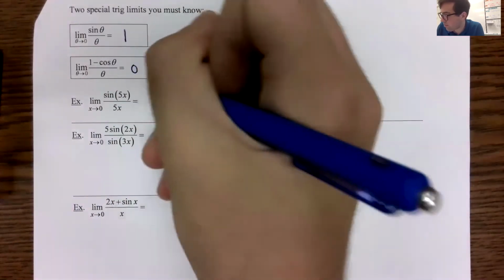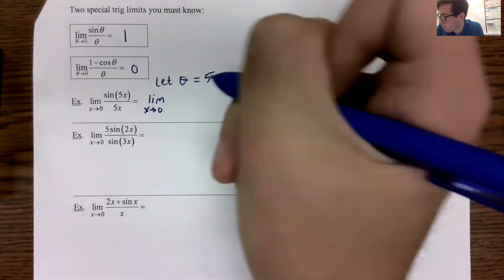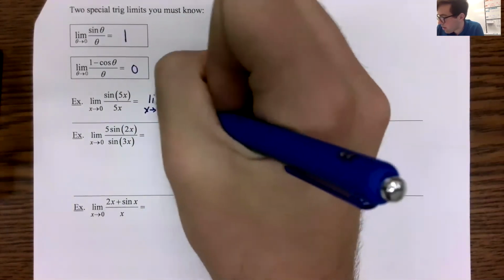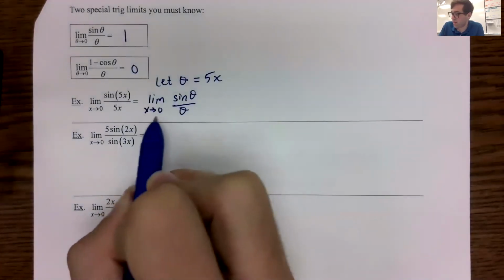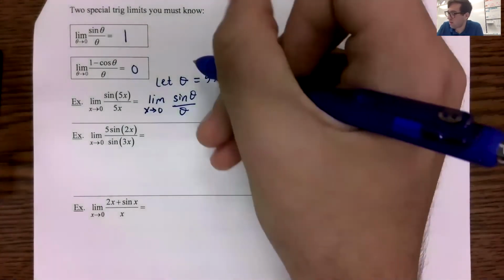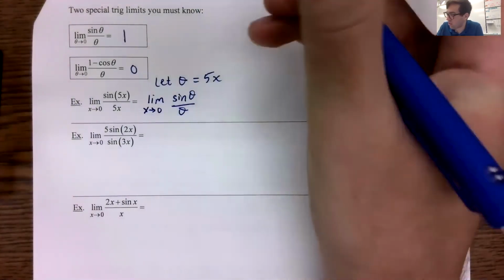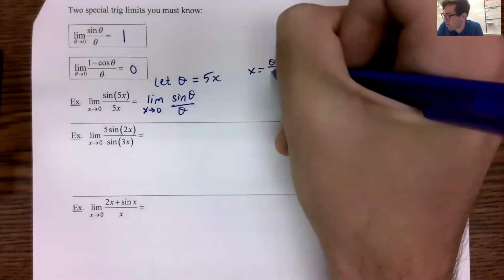Yeah, we can do that. Okay. So we have the limit as x approaches 0 of sine of theta over theta, right? But the problem is my limit statement is still in terms of x. So if I want this to be in terms of theta, I'm going to figure out what x is equal to in terms of theta. So x would be, if I divide by 5, theta over 5.